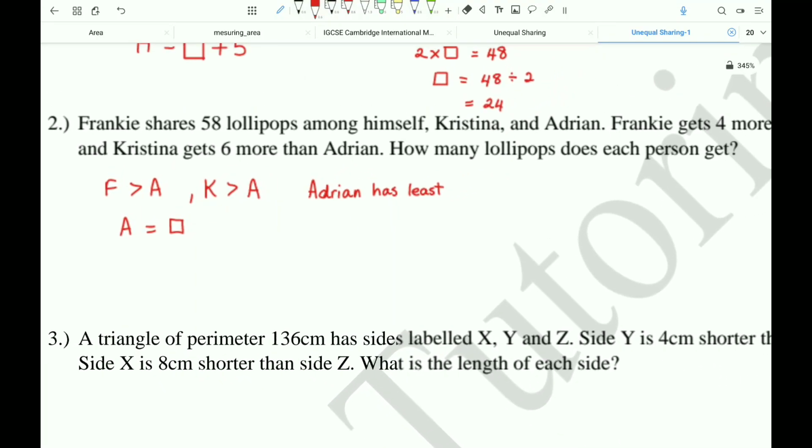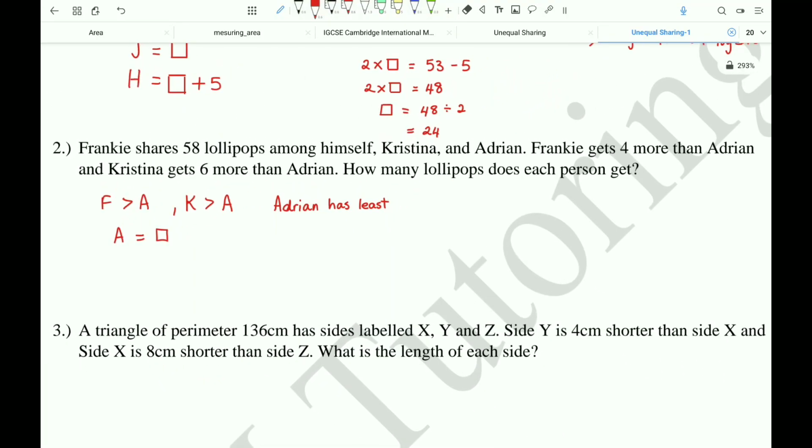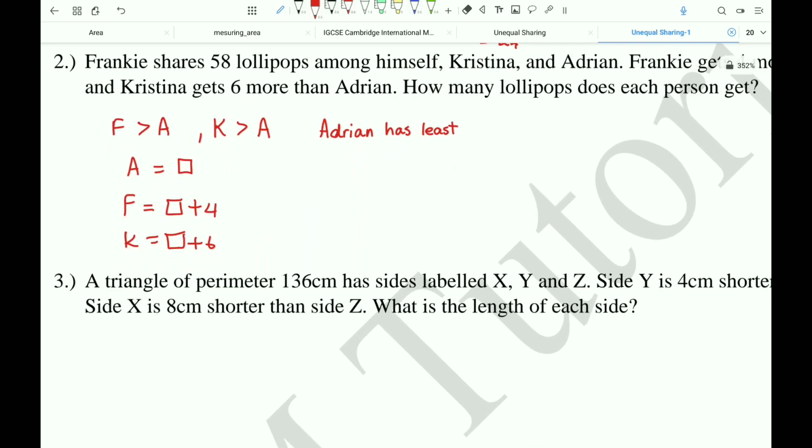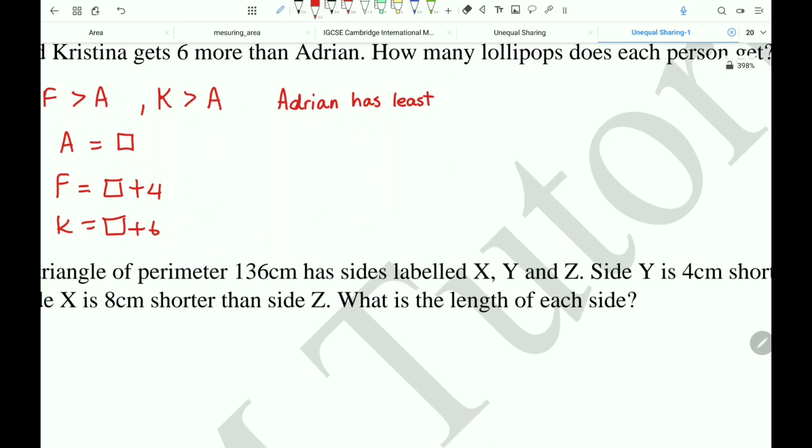So we'll start with Frankie. It says that Frankie gets 4 more than Adrian. So Frankie would be box plus 4. And Christina gets 6 more than Adrian, so Christina would have box plus 6. Now in the first question, I would have added everything together, set it equal to the total, and worked out the value of box from there. What I'm going to do is a simplified version of this.